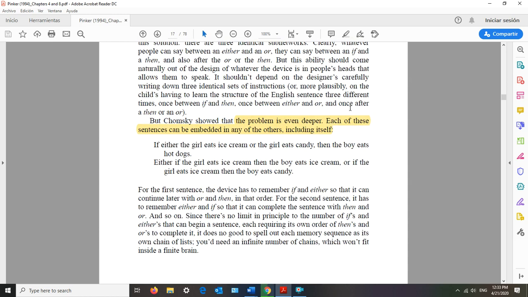And in turn, the problem gets to be deeper because of the characteristic for recursion that natural languages have. For each of these sentences can in turn be embedded in any of the others, right? Making the possibility for an infinite number of sentences containing the sentences that we produce ad infinitum.